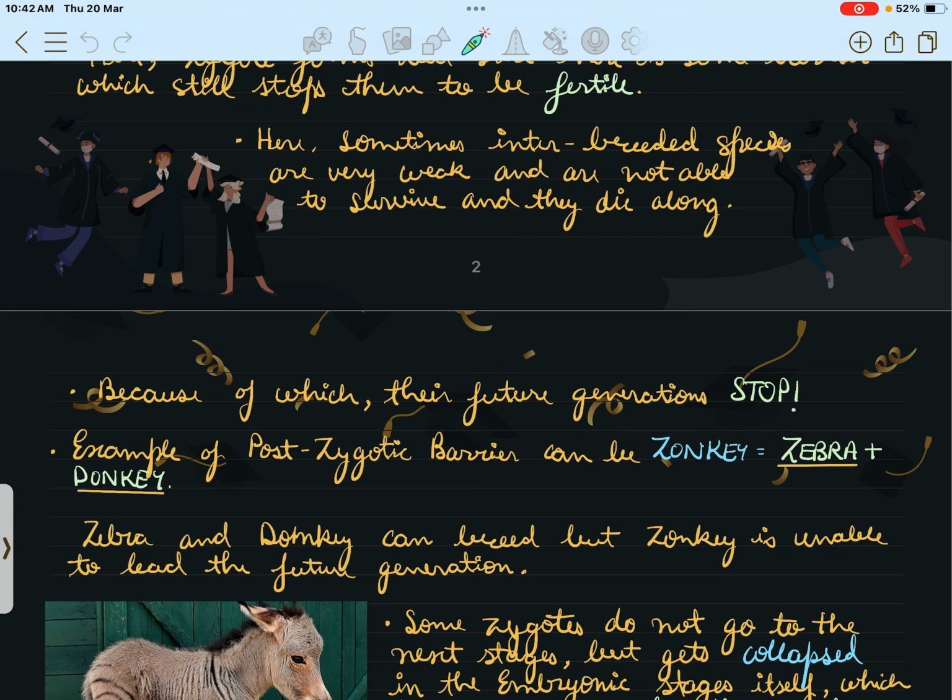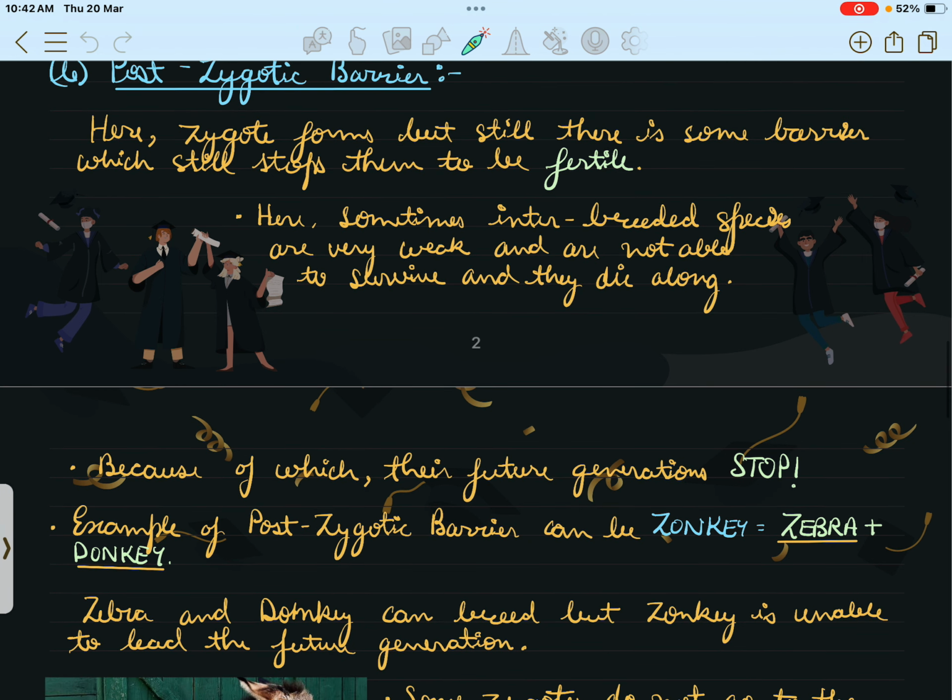The other example that we can see here: interbreeding has happened between two organisms, but the organism that is formed within the species is very weak. Because it is very weak, the next generation of that individual is not produced. So an organism is formed, but there is no formation of the next generation because the individual is weak itself.